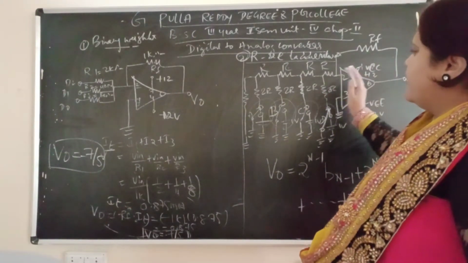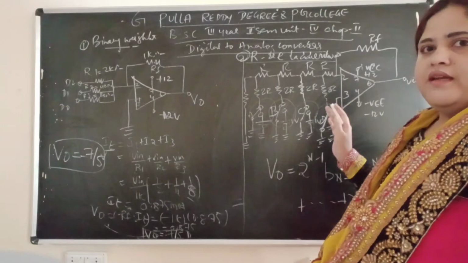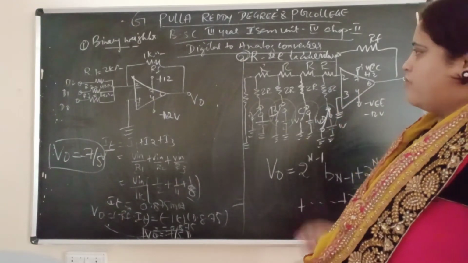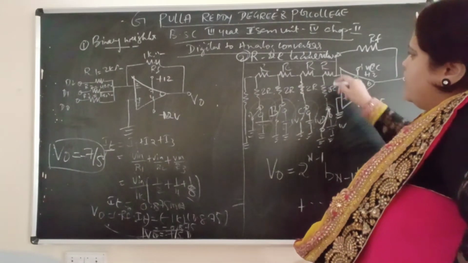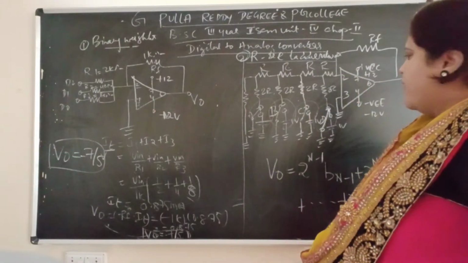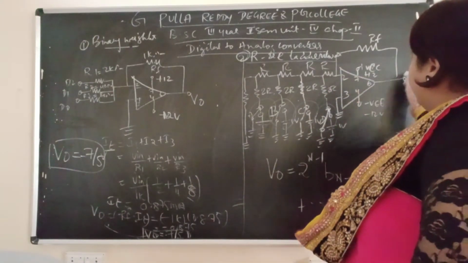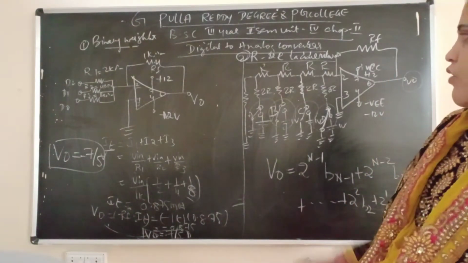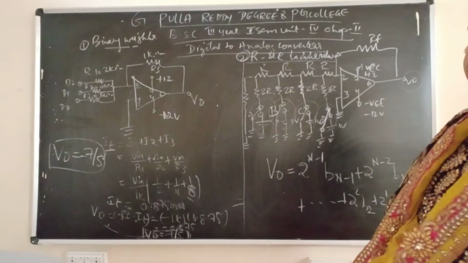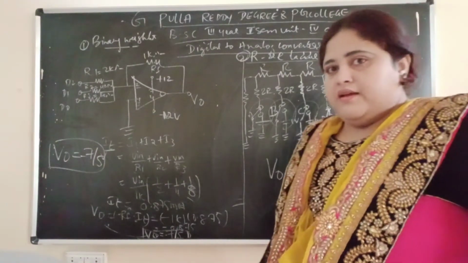Here the resistors are connected in the form of a ladder network, R to 2R, R to 2R, and so on. So finally we will get the output, where the total binary inputs will be converted into the total analog output.